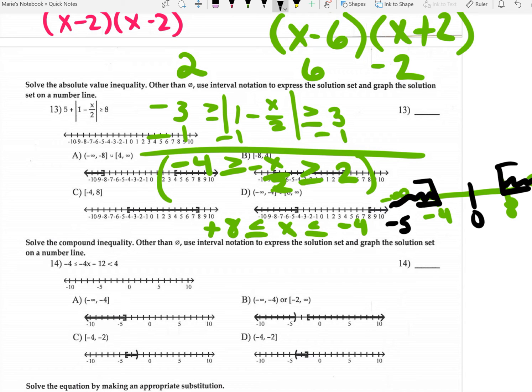And so plug it in. If it's true, it matches. Since that's a 2, you might want to use a 10 instead. And you might want to use a negative 6, because that way you can plug it in and it's a nice even number. And you can solve and prove that to be true.